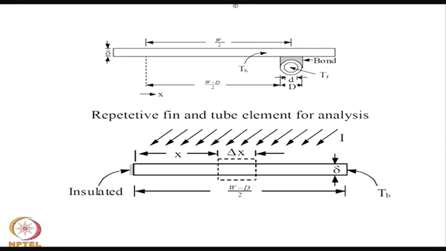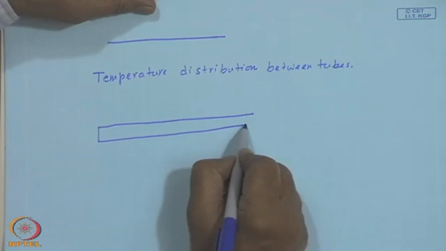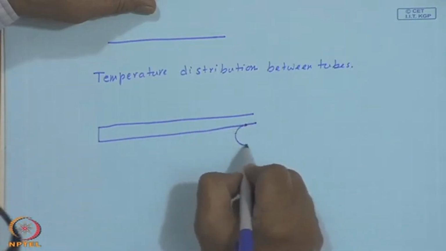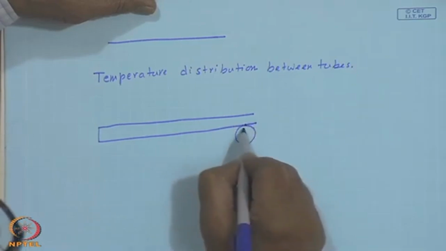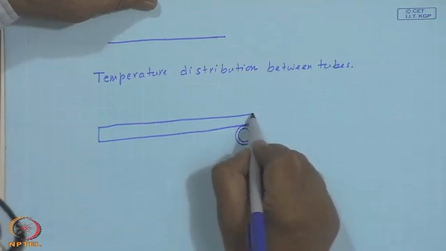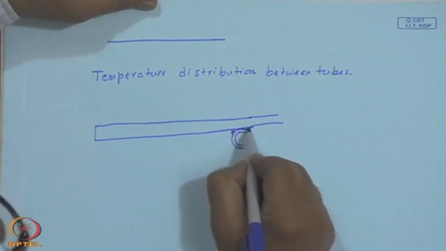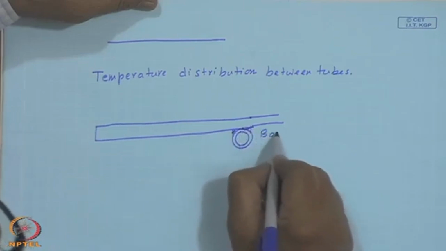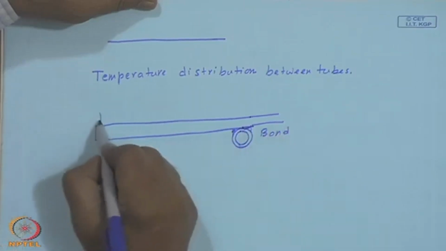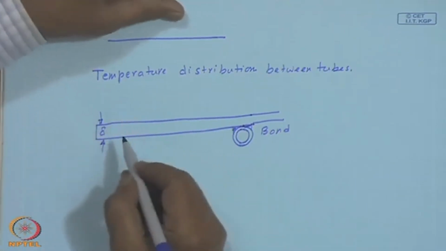So, that is what the picture is. This is half of the sheet, which I will show with some thickness delta, and here is the tube with inner diameter d i and outer diameter d naught. This continues, of course, and here is the bond. Let this thickness be delta.